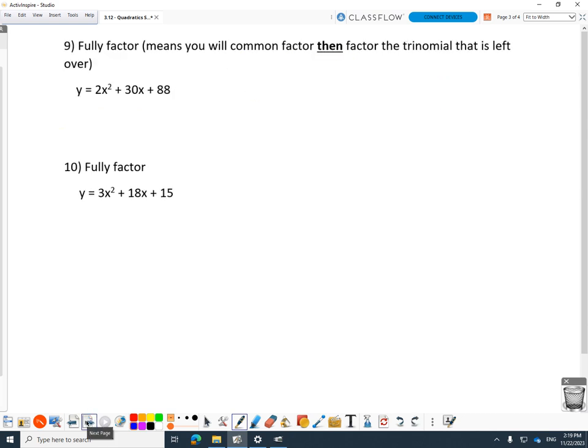This is just like the quiz. There's one in the quiz where you had to do common factor, then trinomial. Folks, I'm not talking over you in your review. This is your test.